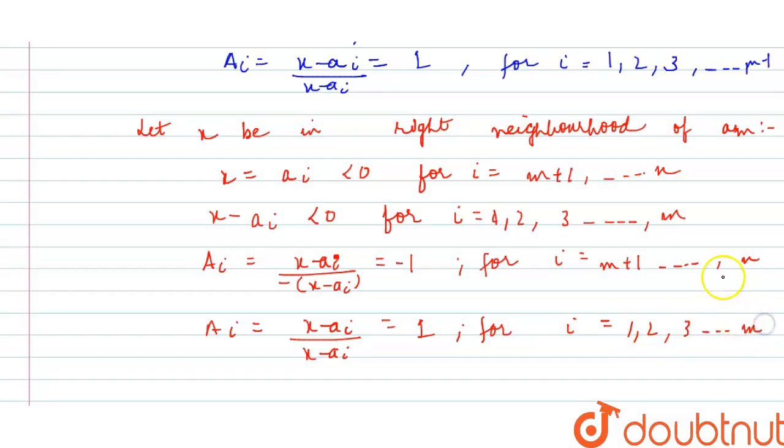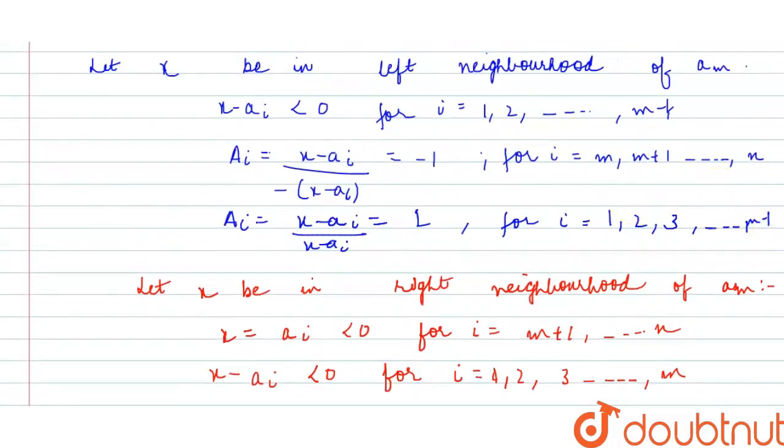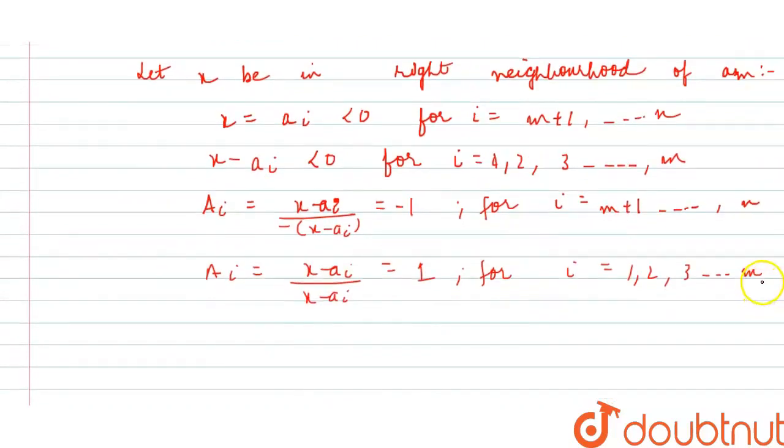So one thing to be noted here is that when it was in the left neighborhood, it was proceeding up to m − 1 and the next was starting from m. And here it is ending at m and it is starting from m + 1. So there is the difference in the left neighborhood and the right neighborhood.